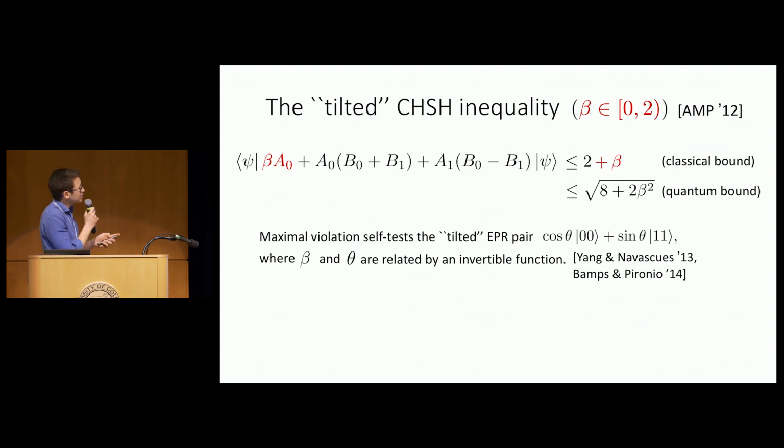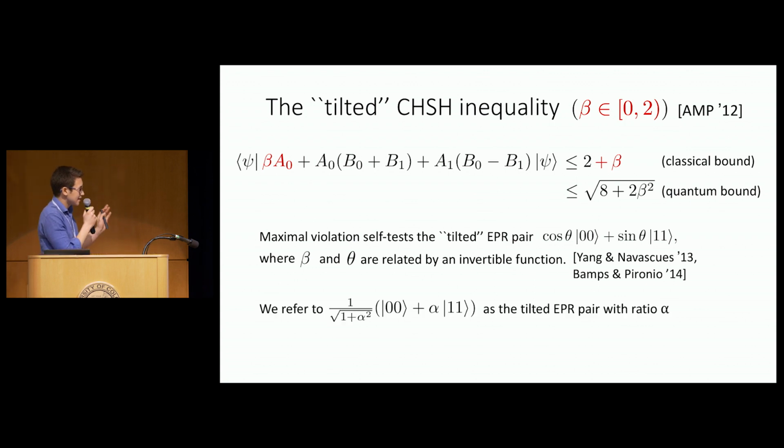And for convenience, I'm most interested in the ratio between cos theta and sin theta. So I'll refer to the tilted CHSH for ratio alpha as the one that self-tests this tilted pair, where the |00> and the |11> coefficients are in ratio alpha. So this is the basics of self-testing. One thing that is nice about tilted CHSH is that it tells us that for any pair of partially entangled qubits, there exists a correlation that self-tests it. So this is quite nice.